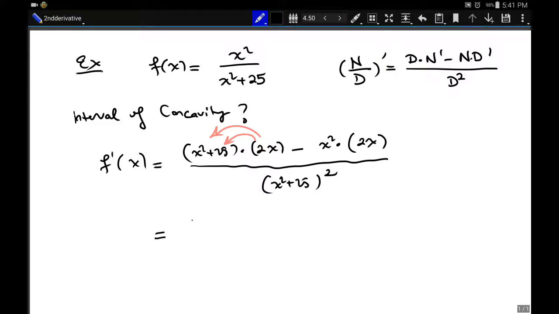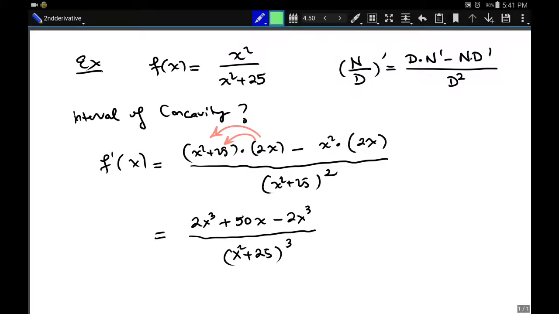The first one becomes 2x cubed. The second one is 50x. And over here, if you multiply this 2, this would be minus 2x cubed, divided by x squared plus 25 squared. You can see some cancellations in here, so we can cancel this 2x cubed, and we are left with 50 times x divided by x squared plus 25, squared. Why did I write cube there? These are squared.